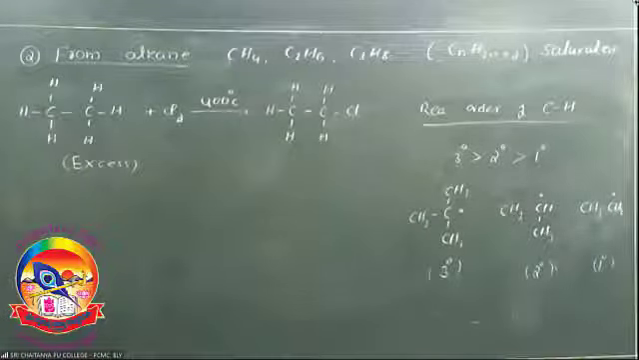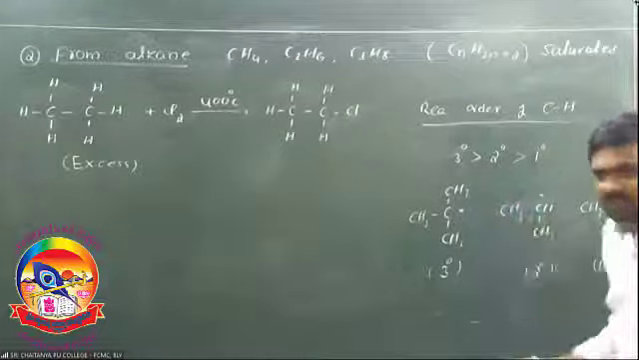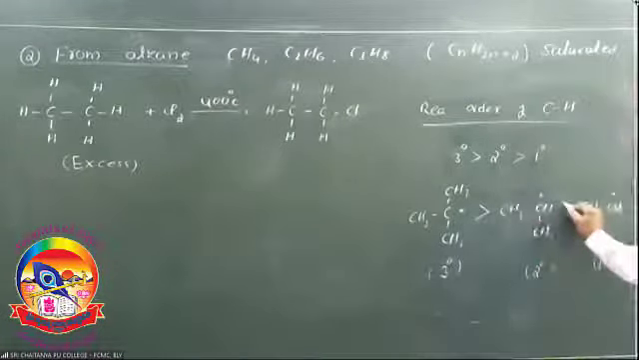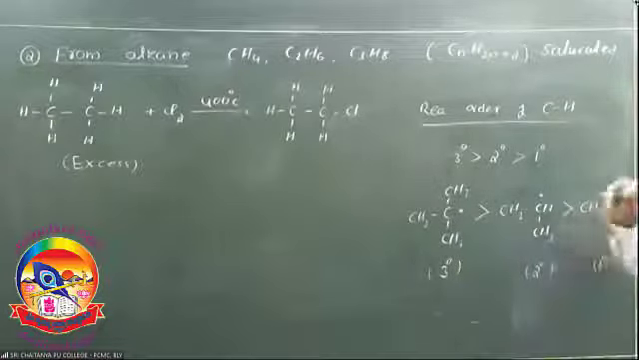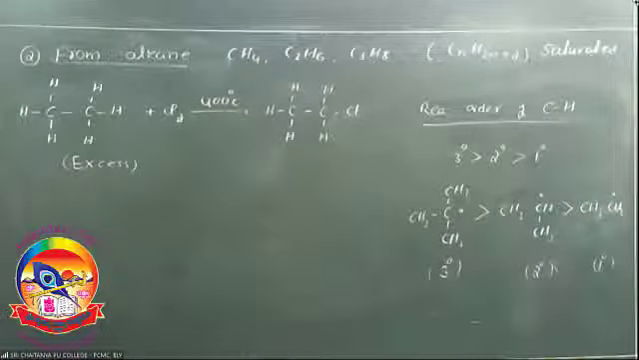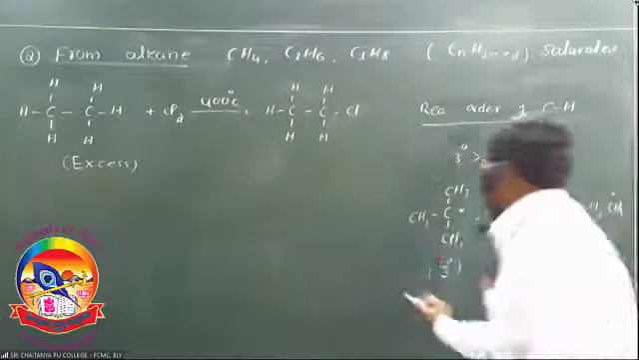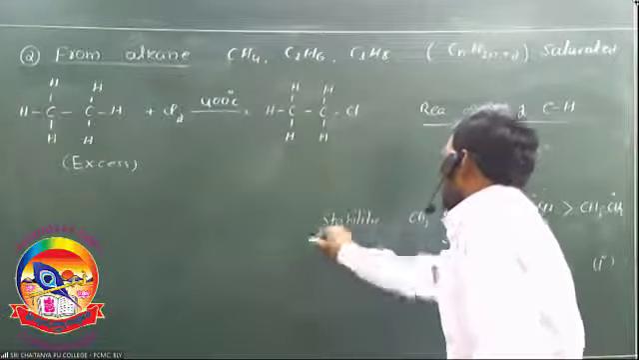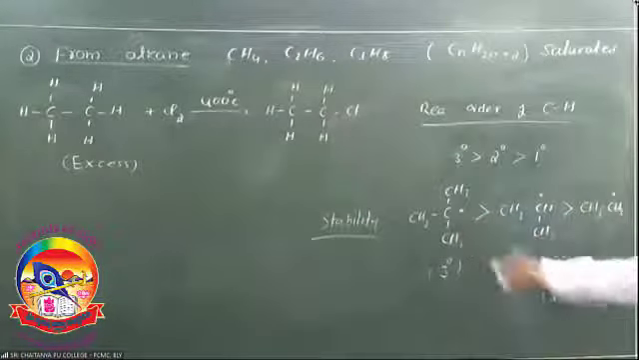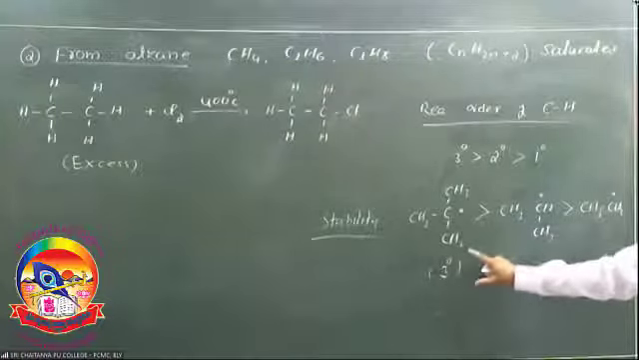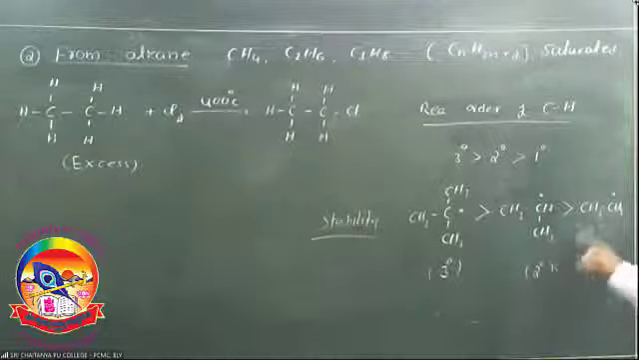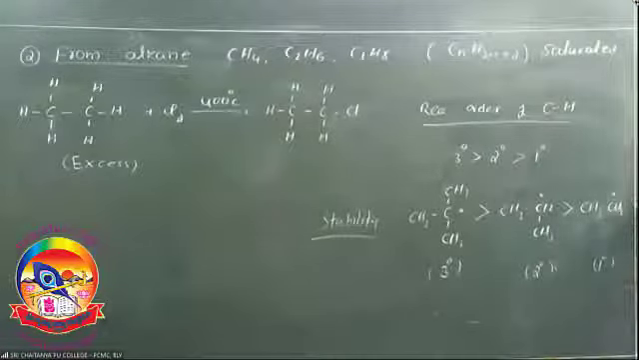We know the stability of free radicals and carbocations. Tertiary free radical is more stable than secondary free radical, which is more stable than primary free radical. This is the stability order of free radicals.